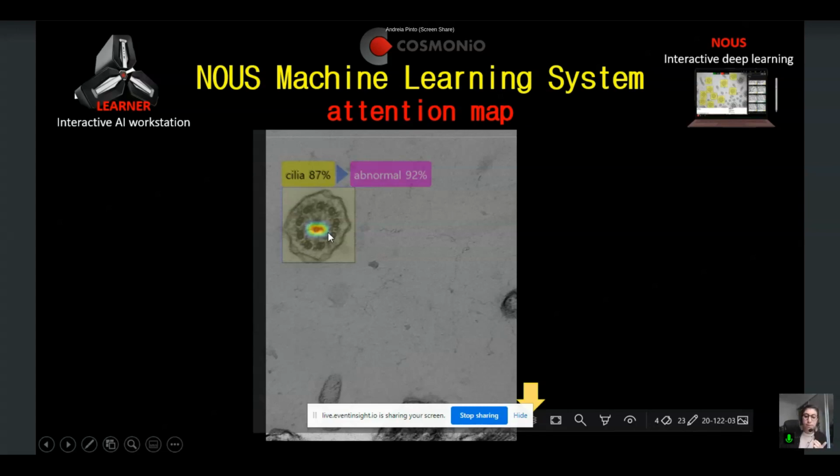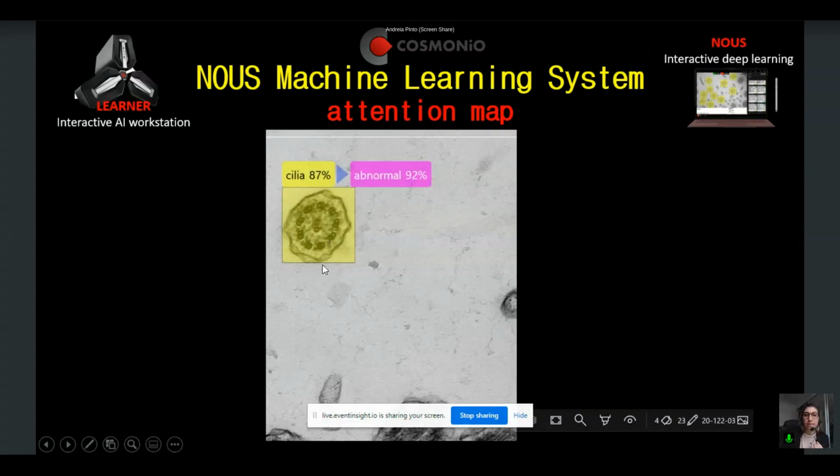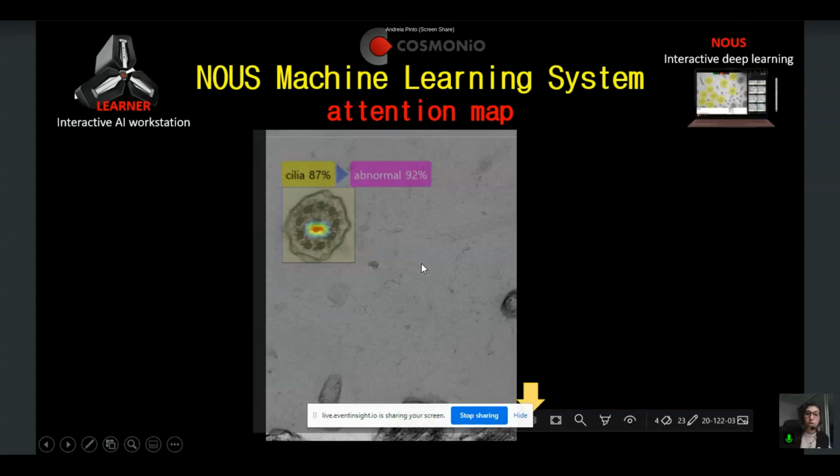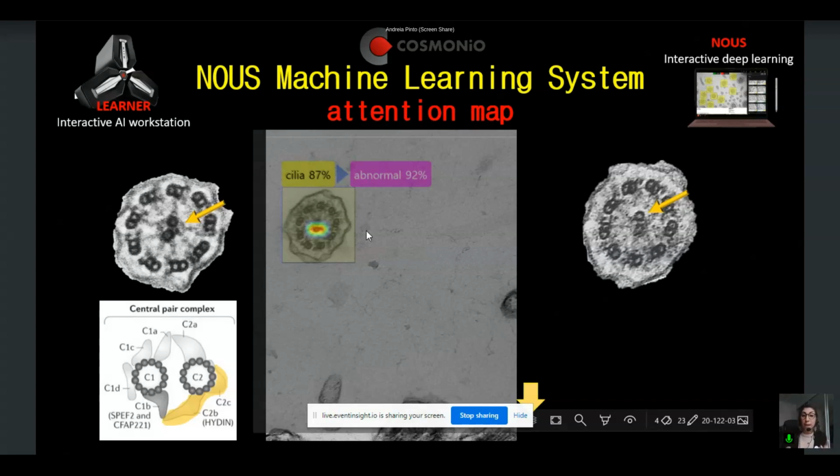So in this case, going back again, we detected this cilia. The system was 87% sure that this was a cilia. I agree. And it was 92% sure that this cilia is abnormal. Just to remind you that the normal cilia have to look exactly like this. At first sight, this looks like a very normal cilia, but when we turn on the attention map, we see that it's giving attention to this bit in the center here. And actually, this bit in the center is a protrusion of the central pair, which is classified as a very subtle defect, which is the C2b absent.